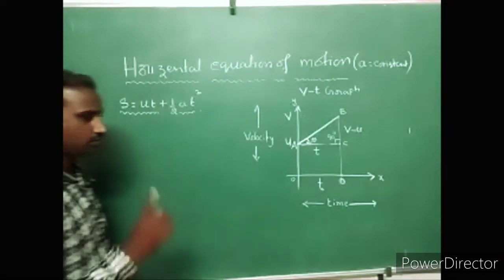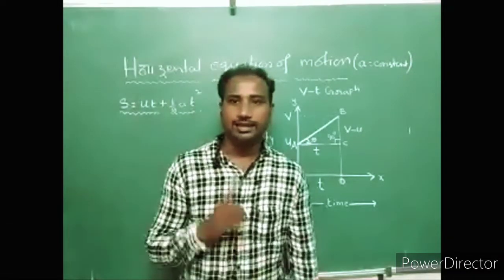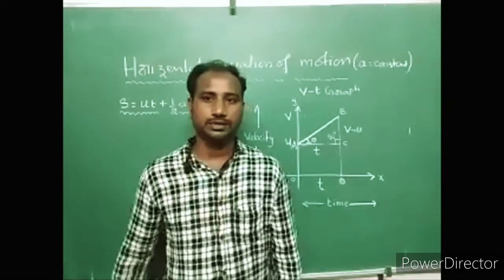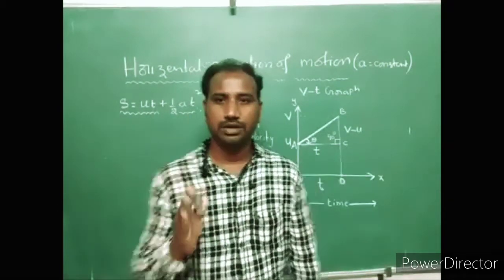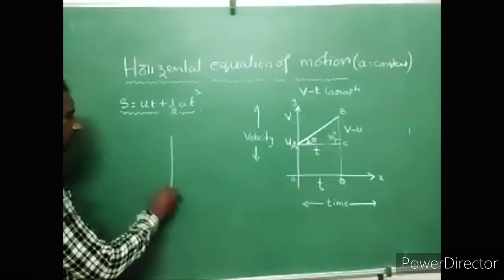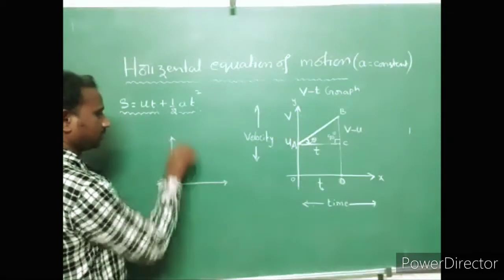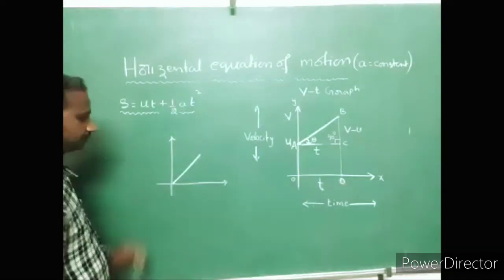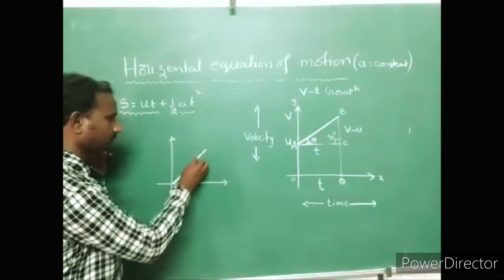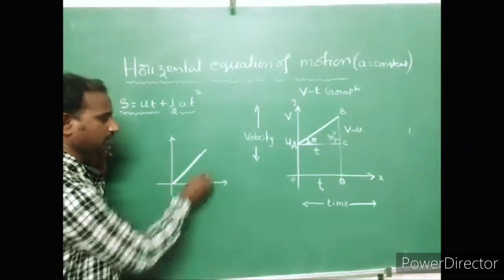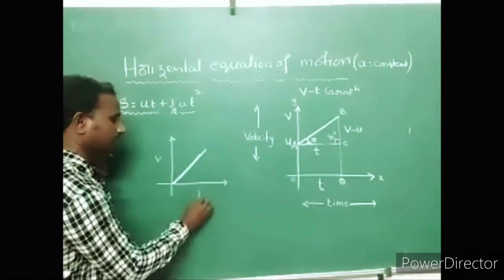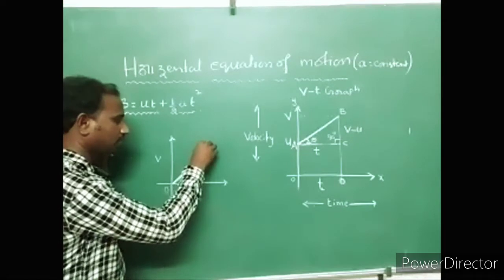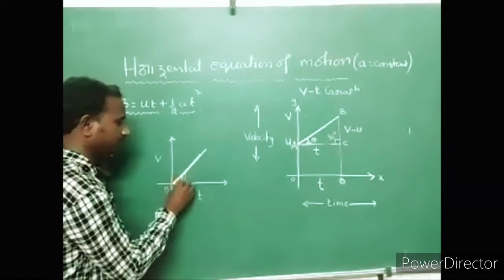In the previous class I explained one point: in a velocity time graph, the area under the slope represents total displacement. Yes or no? Just identify it in the previous class example. So here it is a velocity time graph, slope straight line from origin. Now we have to consider the area under the slope.